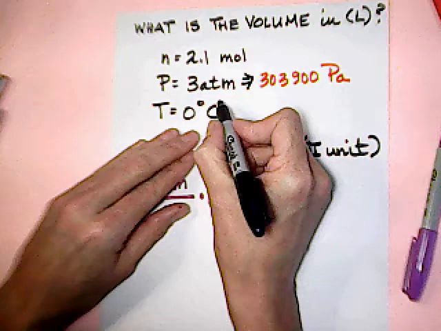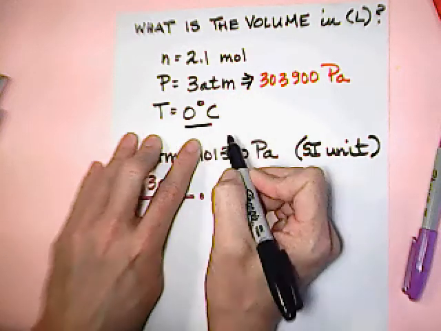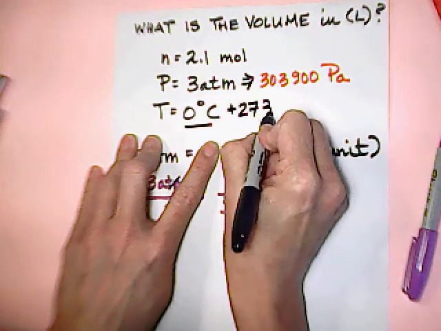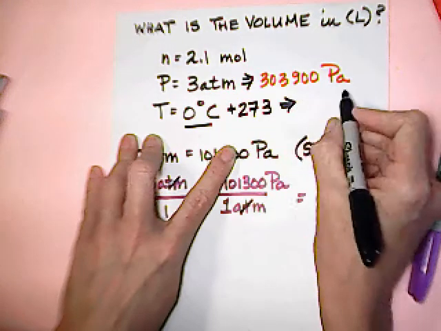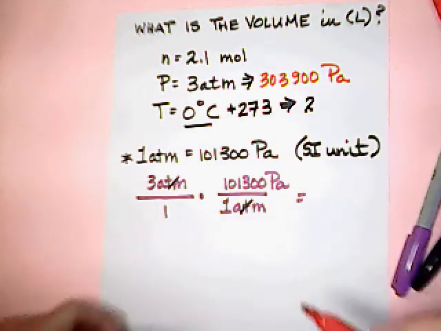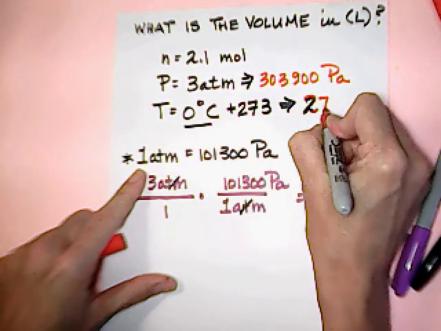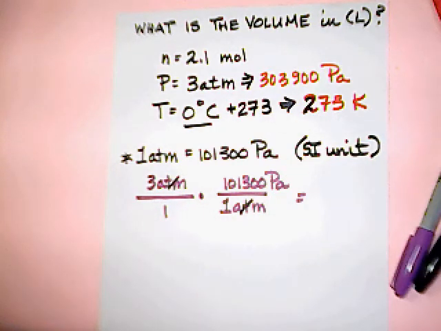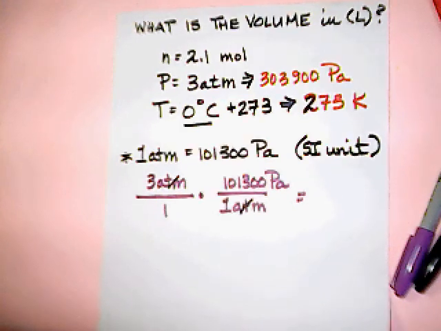Temperature is super easy. If it's in Celsius, you always take the Celsius and add 273, and that gives you your temperature in Kelvin. So right here, I'll use red. This is 273 K. It's not degrees Kelvin, it's just K. Finally, now I can go ahead and solve this problem.